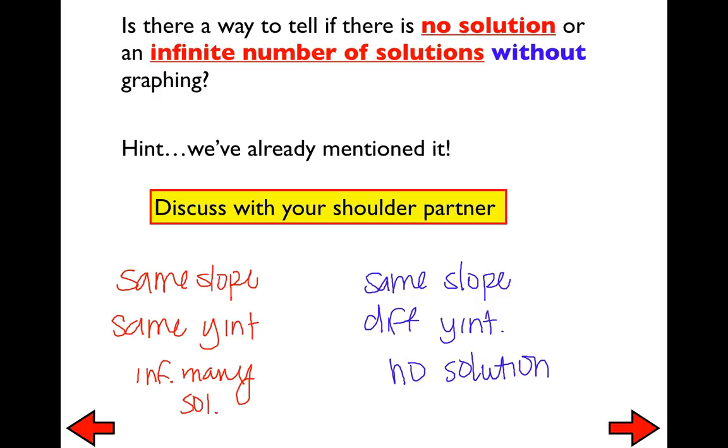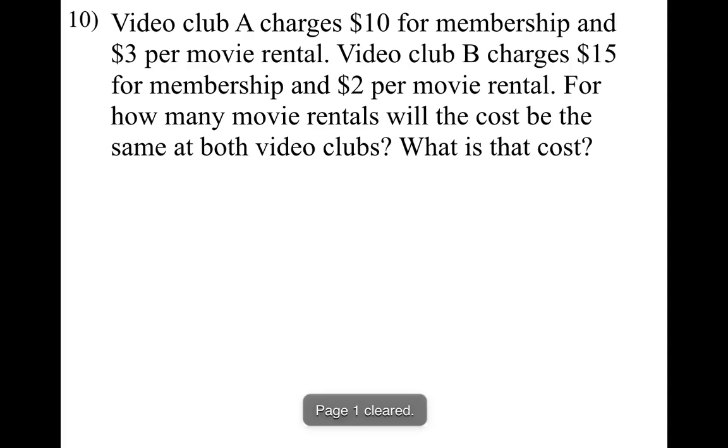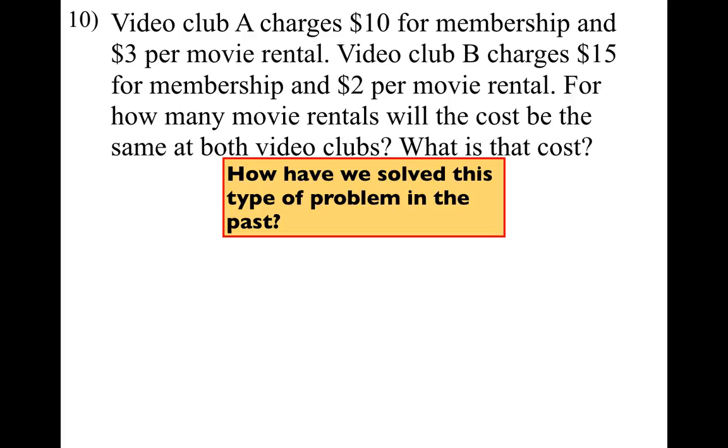Okay, so now let's look at one quick word problem. It says here, Video Club A charges $10 for membership and $3 per movie rental. Video Club B charges $15 for membership and $2 per movie rental. For how many movie rentals will the cost be the same for both video clubs? What is the cost? So how do we solve this type of problem in the past?